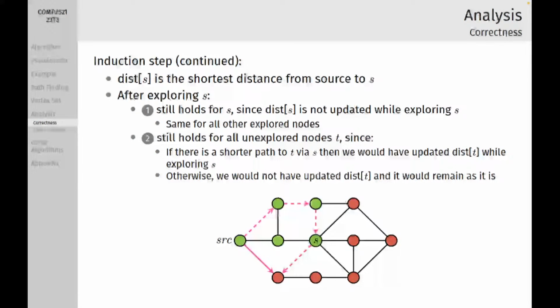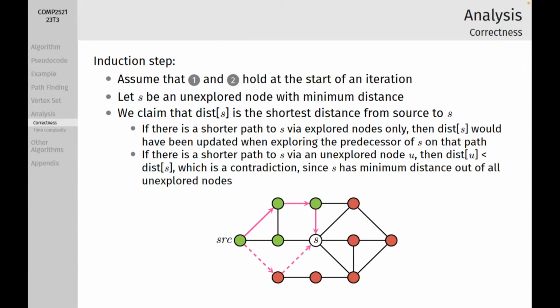Okay, so that's the proof of why Dijkstra's algorithm finds the shortest path.